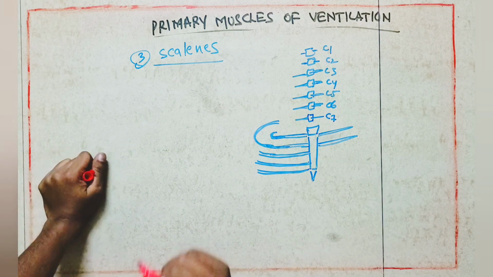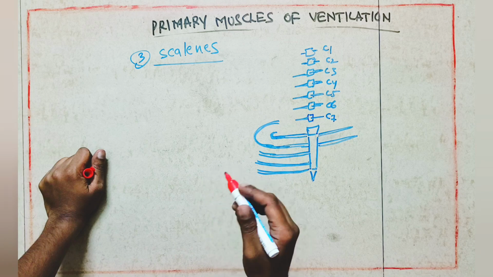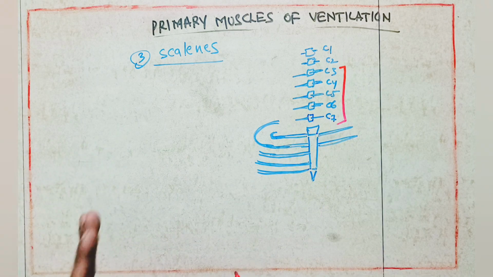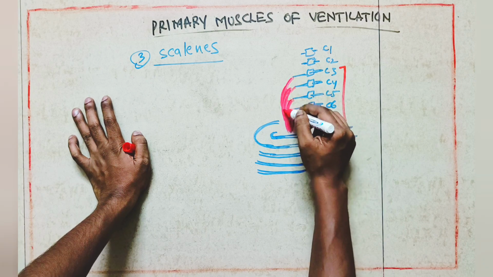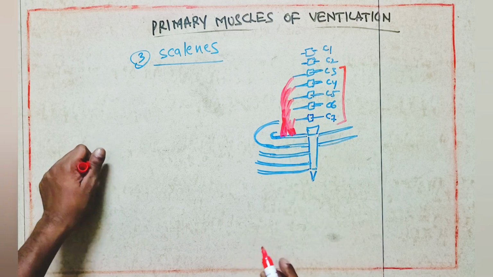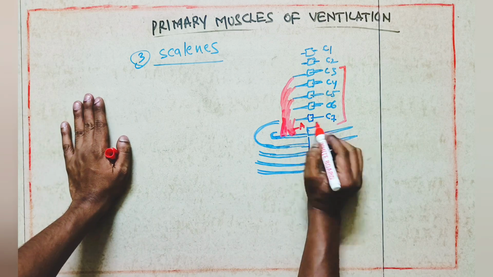And this is about the scalenus muscles. These muscles are also primary muscles of ventilation. They start from the transverse processes of the C3 to C7 cervical vertebrae, that is C3, C4, C5, C6 and C7, and after that they insert on the first rib. Where they insert anteriorly, this is the anterior scalene muscle.